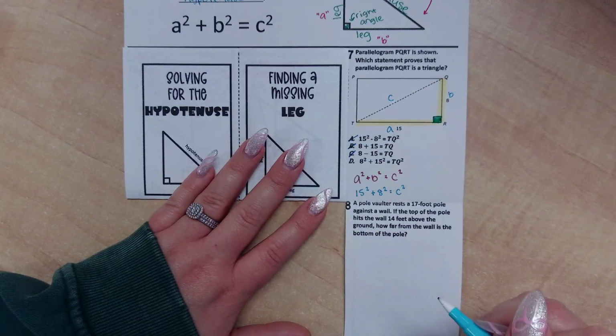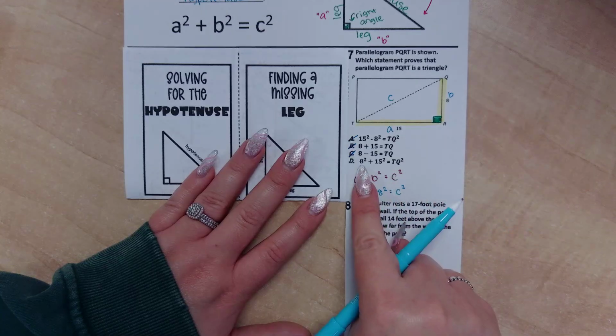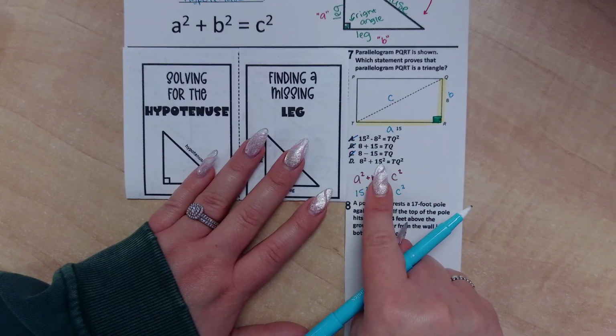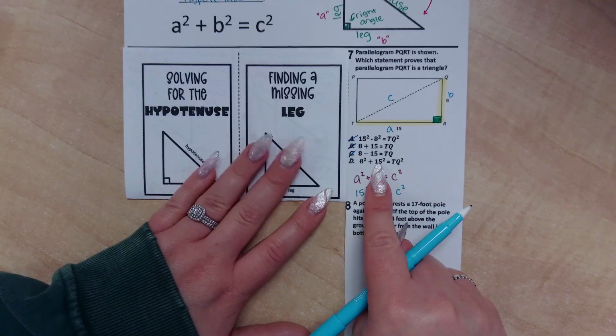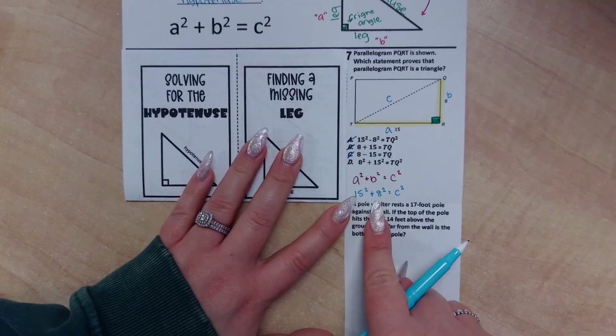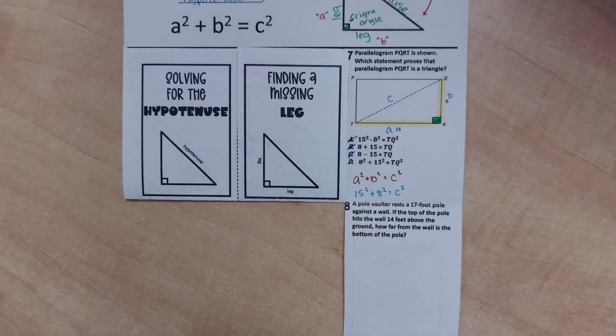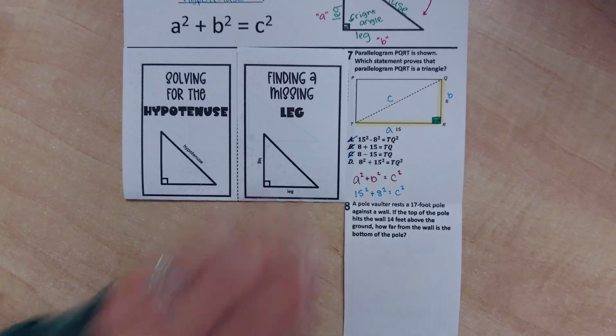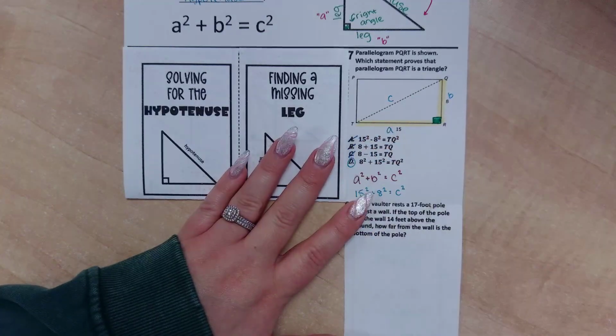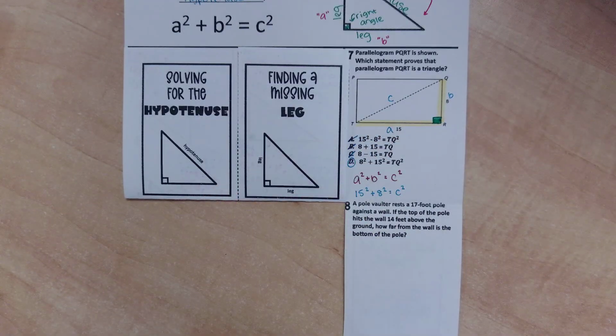And then last but not least, we have D, where they have 8 squared and 15 squared, which I have in the reverse order, but I am able to reverse that if I wanted to because of that addition sign. And then they have that TQ squared at the end, making D our final answer. So sometimes we're able to just set up the formula and not actually have to solve it.